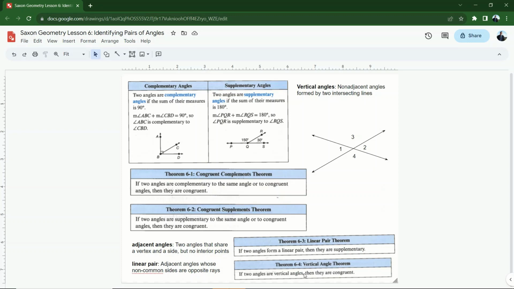And I'll bet you're getting good enough at Saxon geometry to predict how that's going to work in the assignment. We're going to do some practice problems coming up involving these types of pairs of angles, and you can probably imagine how the problems for the vertical angles are going to go. That's what we're going to be doing next.